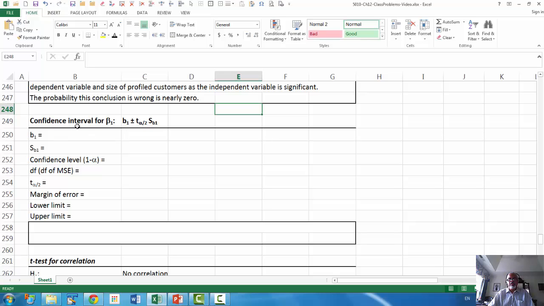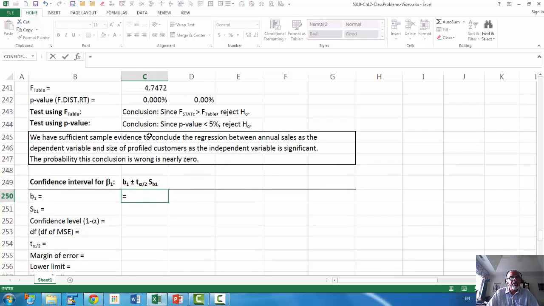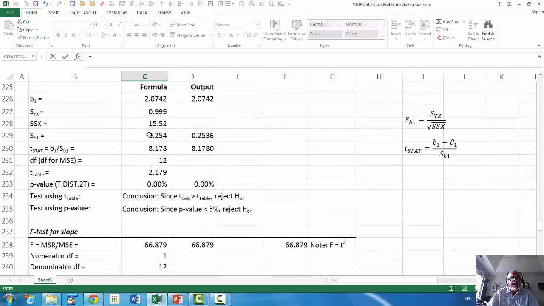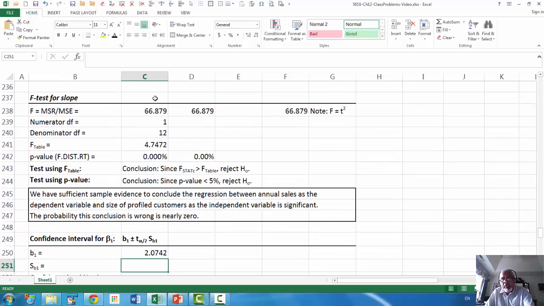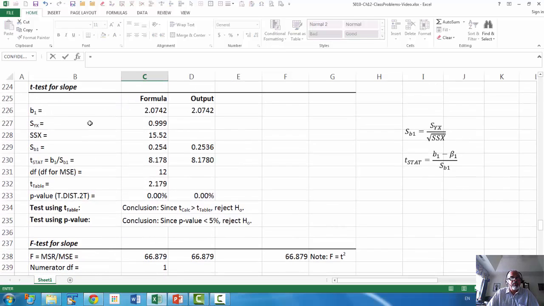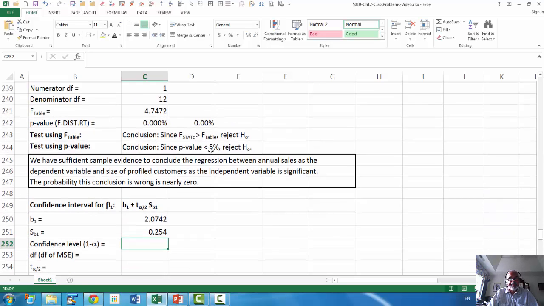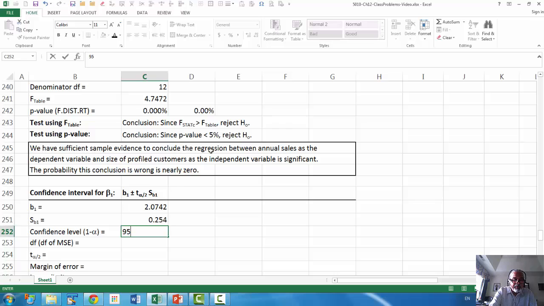Okay, so we're going to construct a confidence interval first, and then we will read the confidence interval limits from the Excel output, the data analysis output. So b sub 1 and s sub b sub 1, we set that up right here. So that's our b sub 1, and s sub b sub 1 is right here, and we can get these two pieces of information from the data analysis output also. And we want a 95% confidence interval.